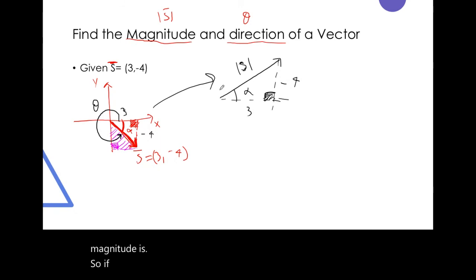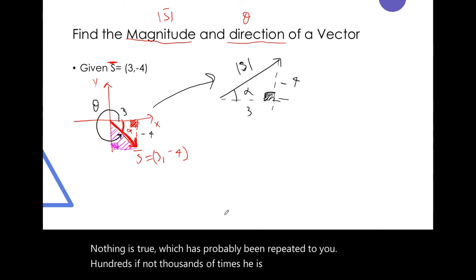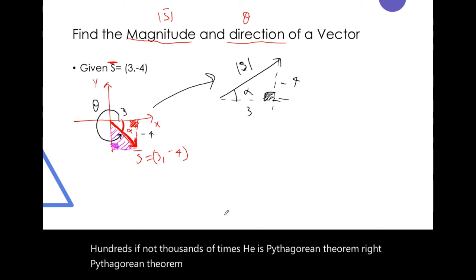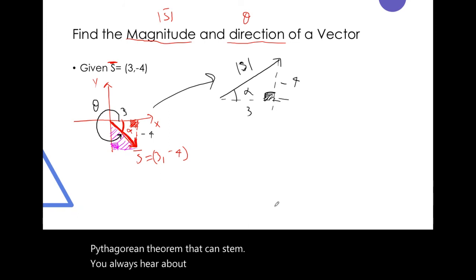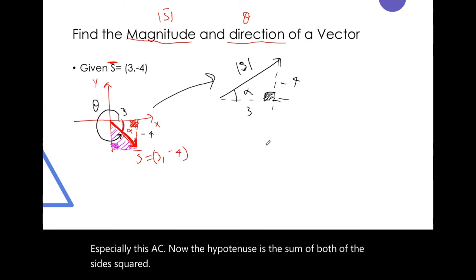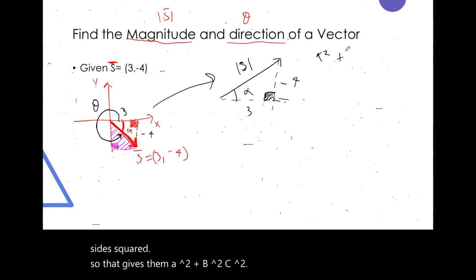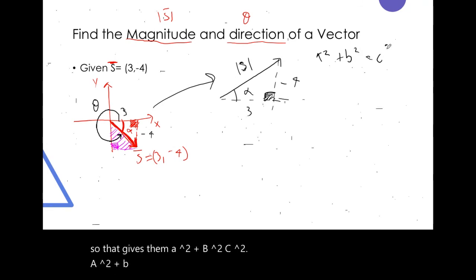If you're still thinking about trigonometry, there's another thing in trig which has probably been repeated to you hundreds, if not thousands of times: the Pythagorean theorem. You always hear about this. The hypotenuse is the sum of both of the sides squared. So, Pythagorean theorem: a squared plus b squared is c squared.